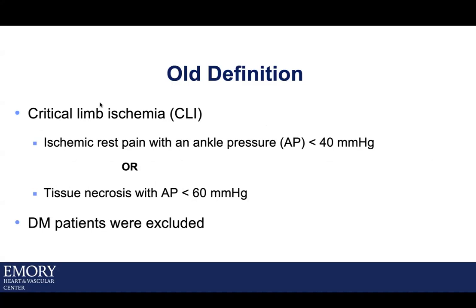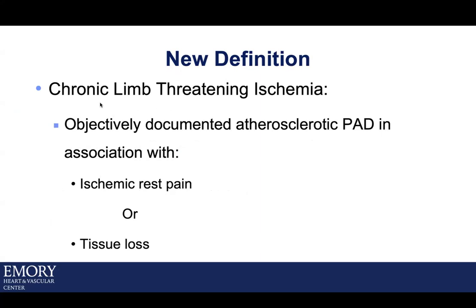and tissue necrosis with ankle pressure less than 60. And importantly, the old definition used to exclude patients who are diabetic. So this definition has long been debated because it failed to capture a large portion of patients who are at risk of amputations from ischemia and diabetes at the same time. The new definition is chronic limb-threatening ischemia, unlike critical limb ischemia.